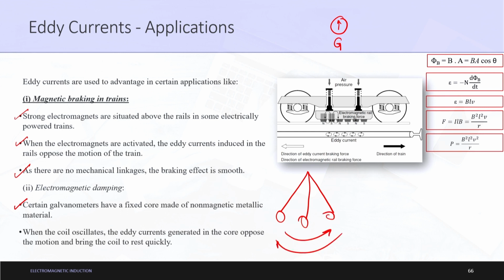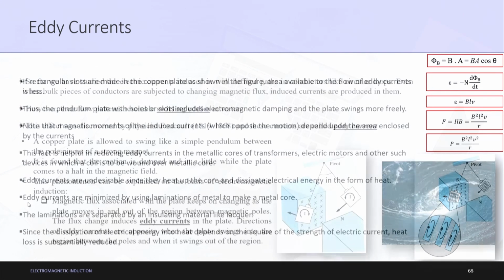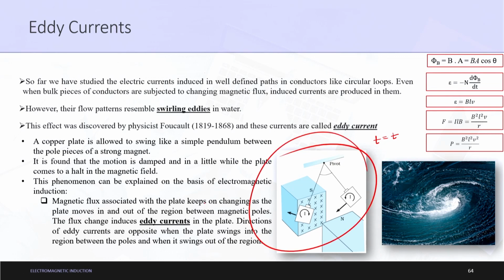in this direction, the movement can be in this direction, the movement can be this also. A vibration, a small vibration can also be a damping. When the coil oscillates, the eddy current generated in the core opposes the motion and brings the coil to rest quickly. This is a more advanced version of this concept only. This concept only is being talked about in that application.